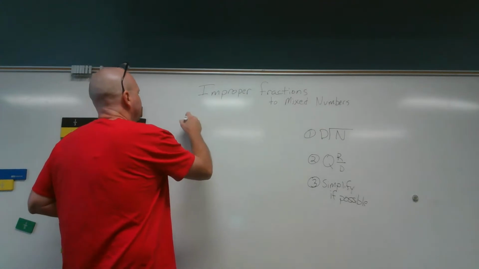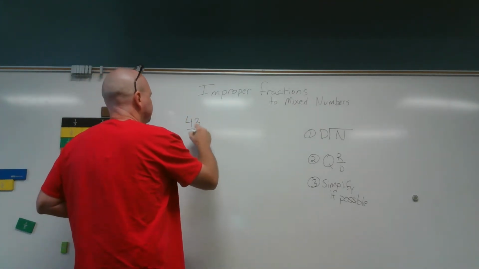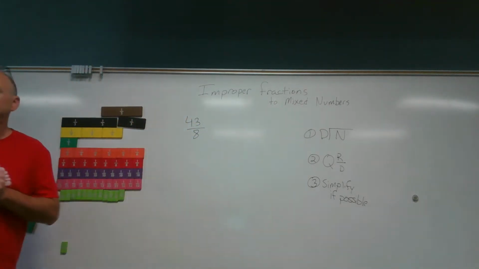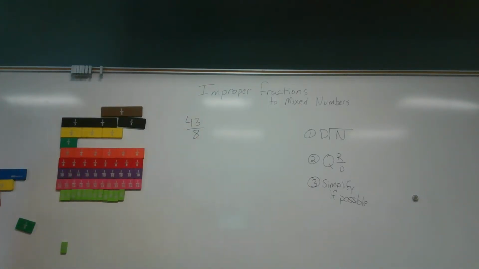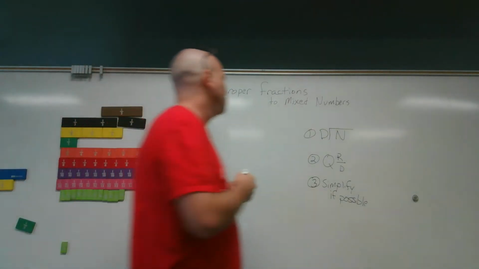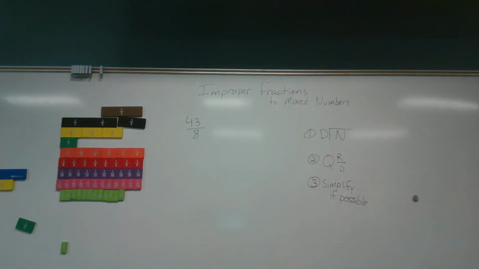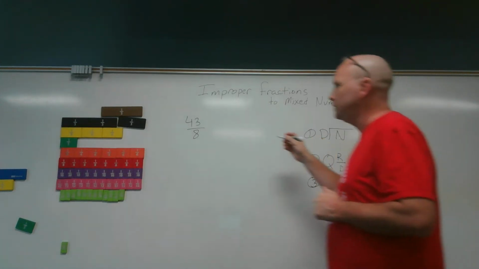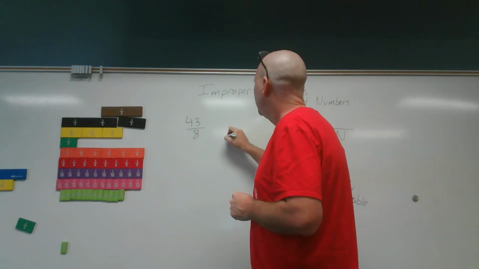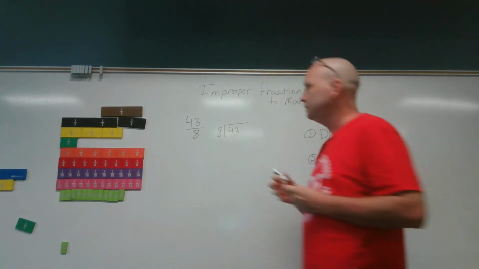Let's take 43 eighths. 43 eighths. Natalie, why did I say this was an improper fraction? Because the numerator is greater than the denominator. Drew, what is step 1? Divide the denominator by the numerator. Okay, the numerator divided by the denominator. So 43 divided by 8.